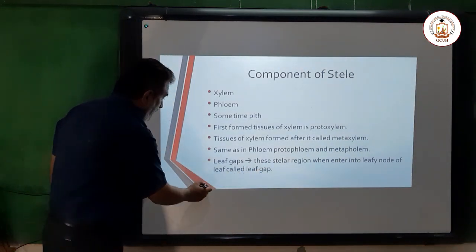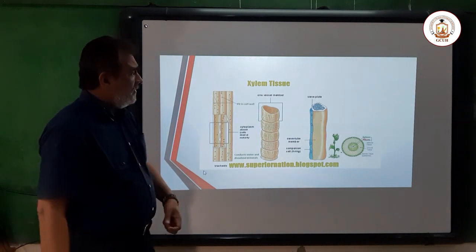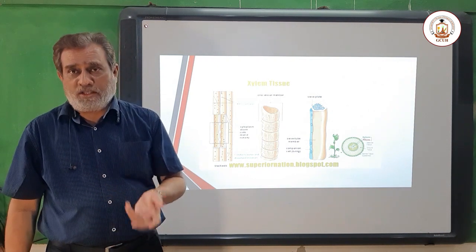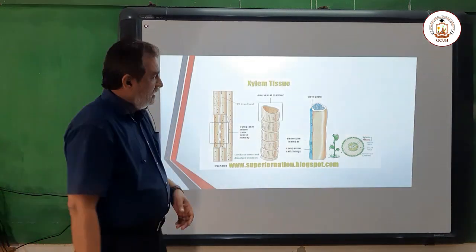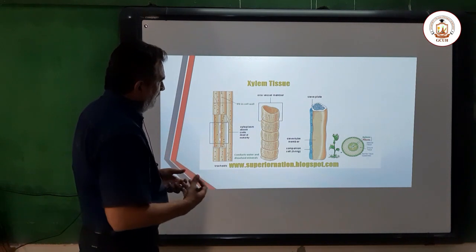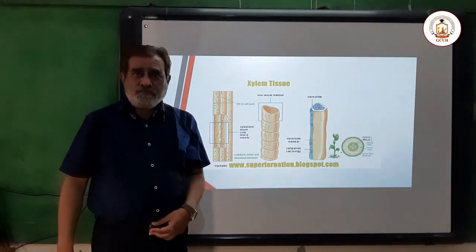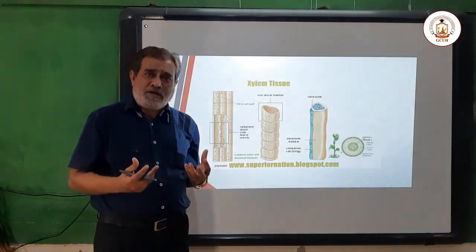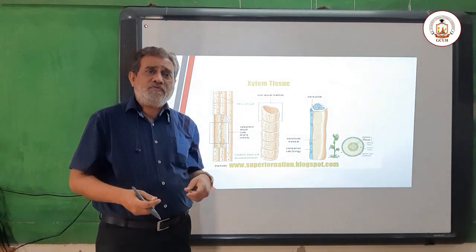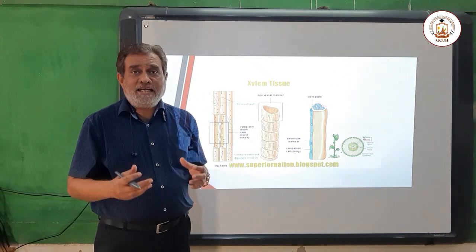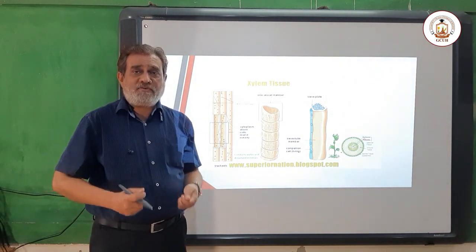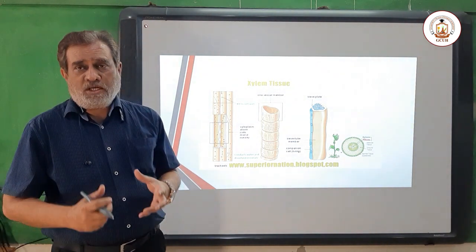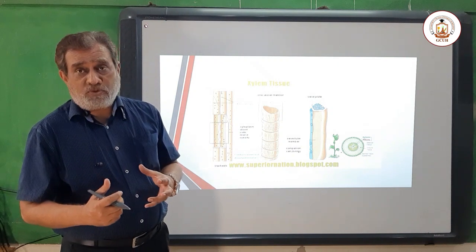We have already studied in our early classes that the vascular tissues are the xylem and phloem. The xylem are mainly the water and mineral conducting tissues. But most of the tissues of the xylem are lignified dead tissues, which is why they also provide strength to these organs. They give mechanical support to the organs.